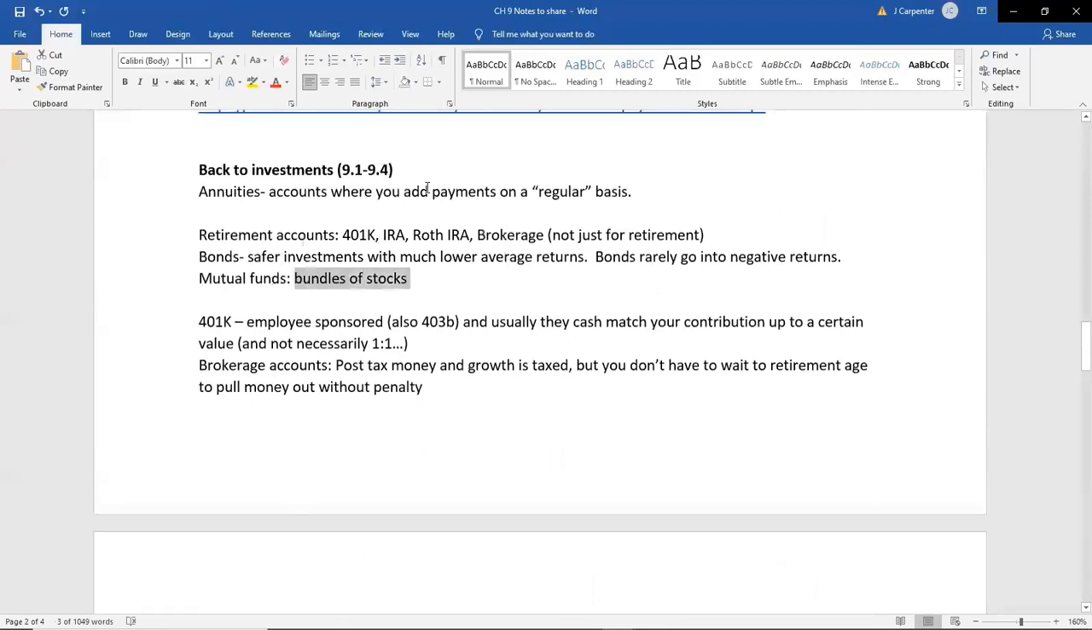Also, there are ETFs. ETFs are bundles of stocks as well. They're literally the same thing, except for one main key feature. There are other differences, but the key feature is when you actually trade them, whether the trade goes in at the end of the day or the second you do it. Mutual fund trades go in at the end of the day. ETFs go in instantly. Most days, there's really not a big deal between them.